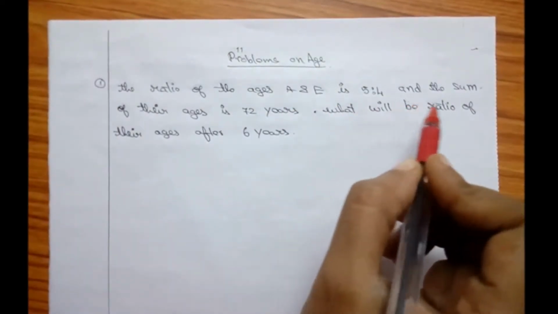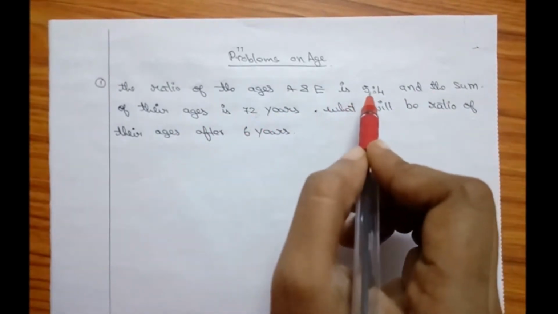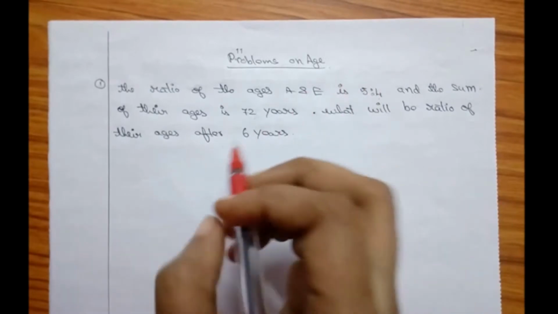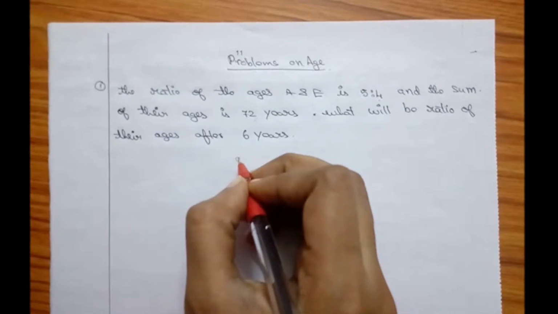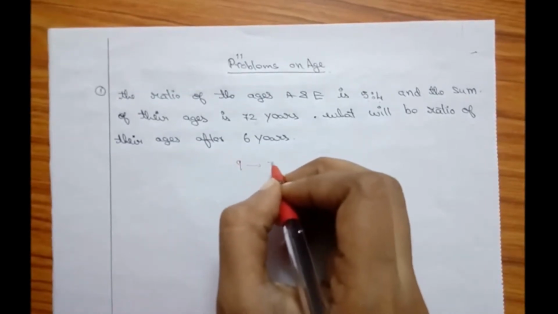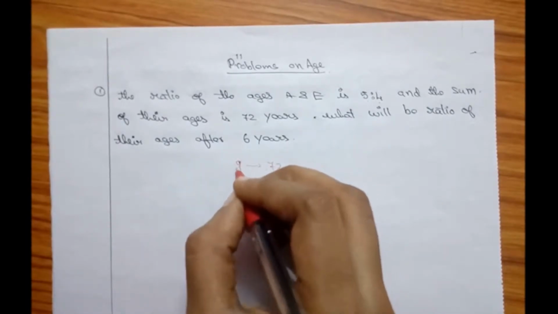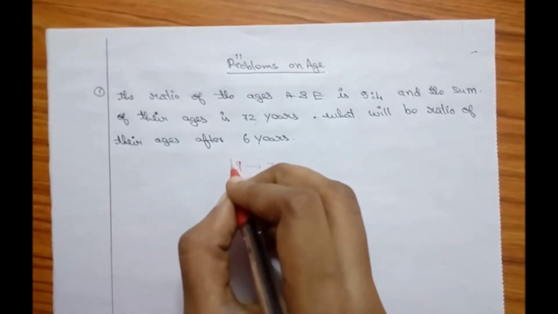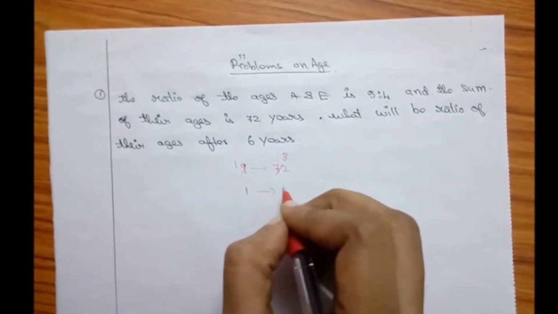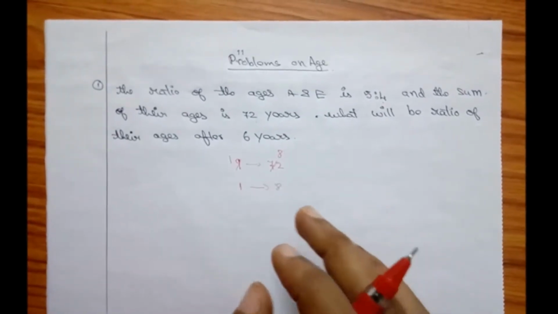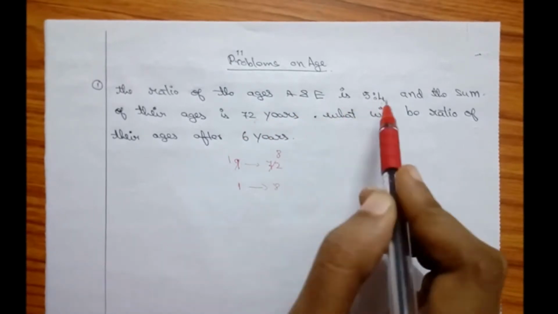See, from the question I have found that the sum of their ages is 72. So if I add these two ratios, I'll get 72. Okay, so 5 plus 4 will give me 9, which is 72. Now from here I will cancel by 9, and 9 times 8 gives 72, so 1 part is 8. Okay, so I need to find the present age separately.